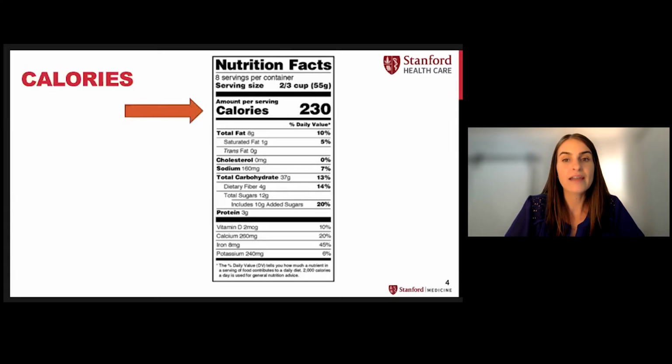Next, we can look at calories. The amount of calories recommended per person is very, very individualized. You may have heard or have seen or read that 2,000 calories a day is recommended, but that's really used as a general guide for nutrition advice. Your calorie needs could be higher or lower, and that depends on many factors, including your age, your height, your weight, gender, physical activity level, and of course, your nutrition goals. Are you trying to lose weight or trying to gain weight? But in this example, the calories are 230 calories for every 1 serving, which is 2/3 of a cup.